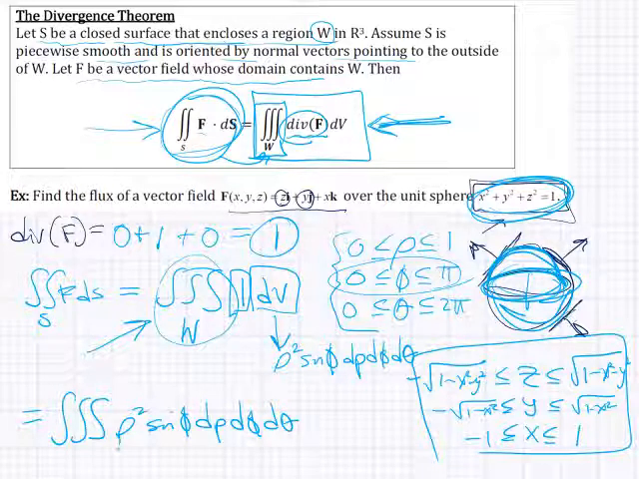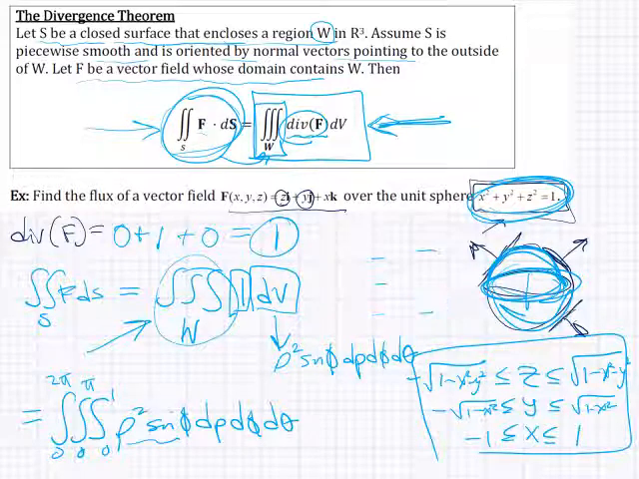If we do rho first, that's 0 to 1. If we do phi second, that's 0 to pi. And if we do theta last, it's 0 to 2 pi. And order doesn't really matter because everything's constant here with our integrals. I also have single variable functions multiplied together, so I could break this out into 3 separate single integrals. So let me get some space in here.